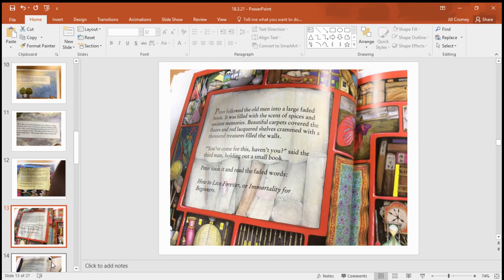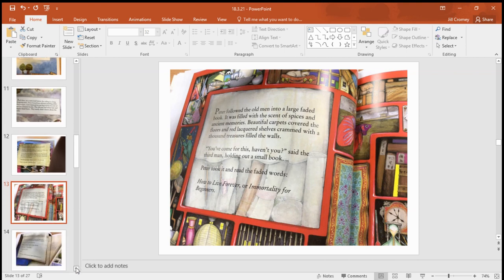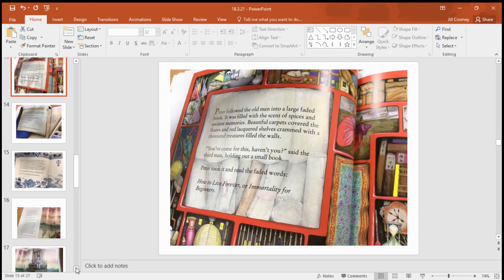Peter followed the old men into a large, faded book. It was filled with the scent of spices and ancient memories. Beautiful carpets covered the floors, and red lacquered shelves crammed with 1,000 treasures filled the walls. "You've come for this, haven't you?" said the third man, holding out a small book. Peter took it and read the faded words. "How to live forever. Immortality for beginners."